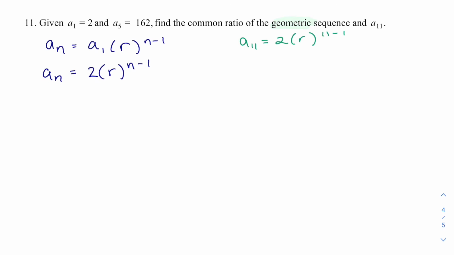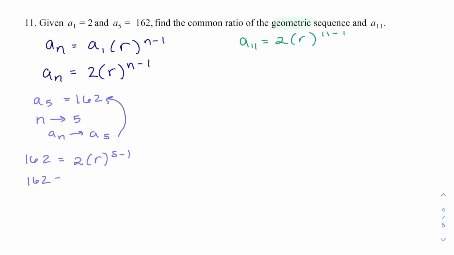So the first thing I'm going to do is find r, and I'm going to use the fact that A5 is 162, because when n equals 5, my an is A5, and I know what A5 is. So I can plug both of those in, and all of a sudden I have an equation with one unknown. 162 equals 2 times r to the 5 minus 1. 162 equals 2r to the 4th.